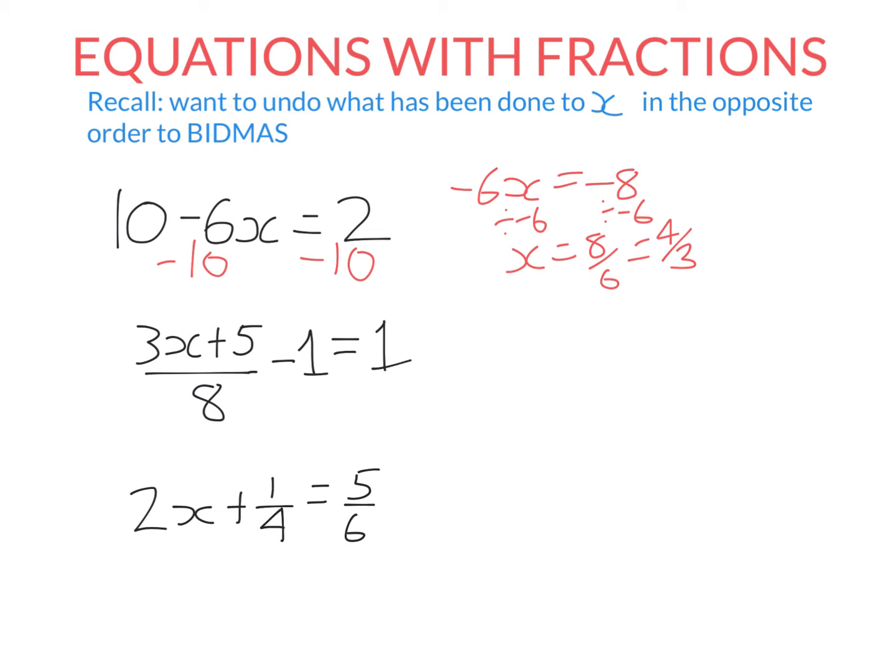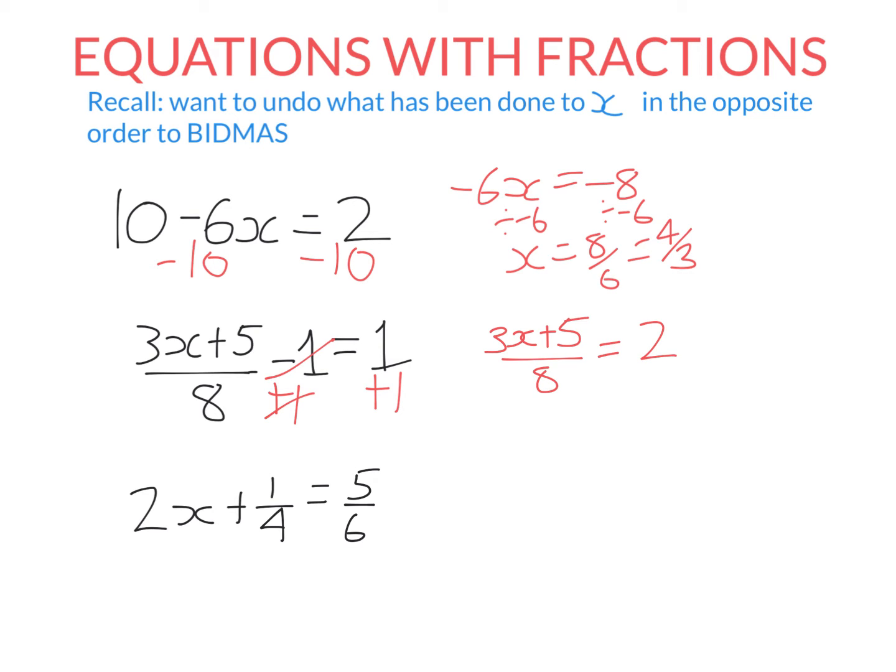So let's do this one here. We're going to undo what's been done to x. So x was times by 3, then 5 was added, then we divided by 8, then we subtracted 1. So the first thing I'm going to do to both sides, I'm going to undo subtracting 1 by adding 1. So then I'm going to be left with 3x plus 5 over 8 is equal to 2.